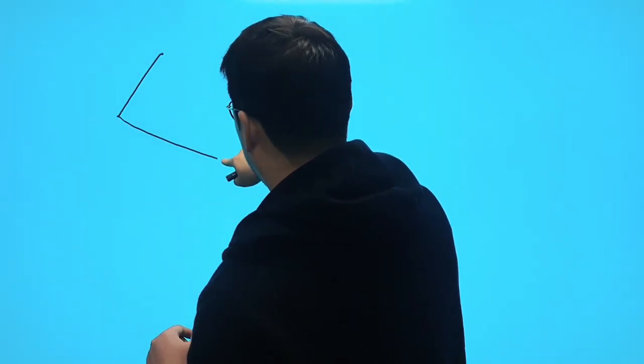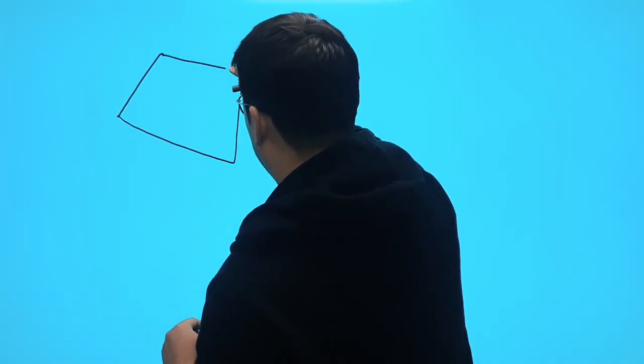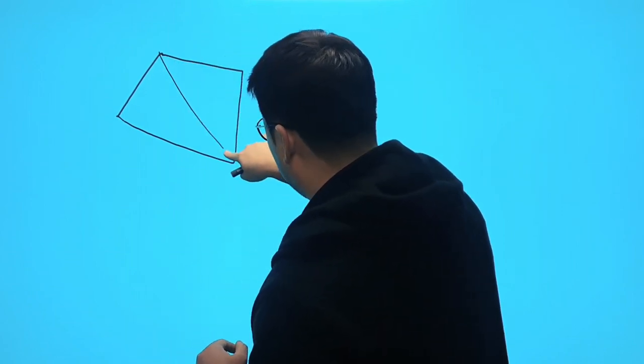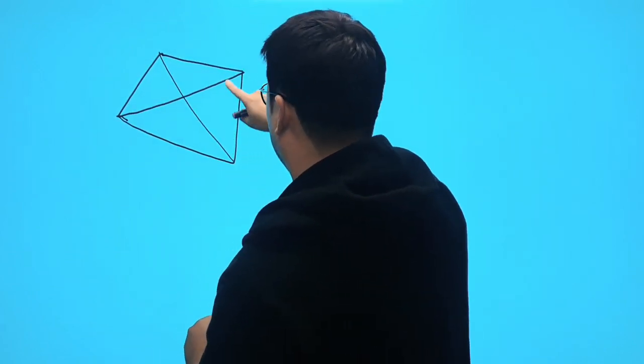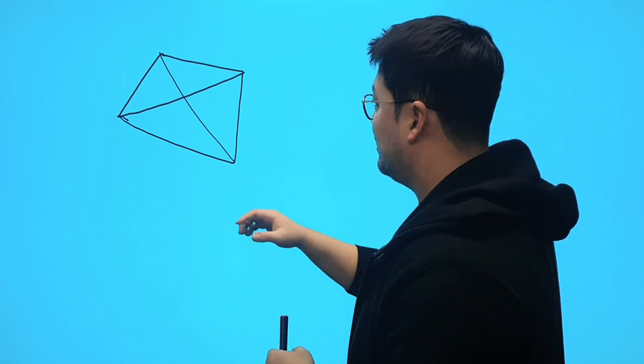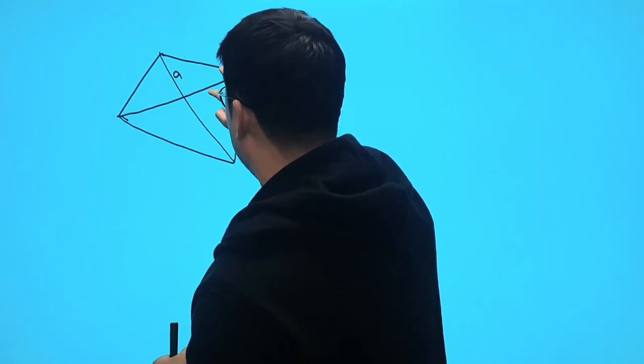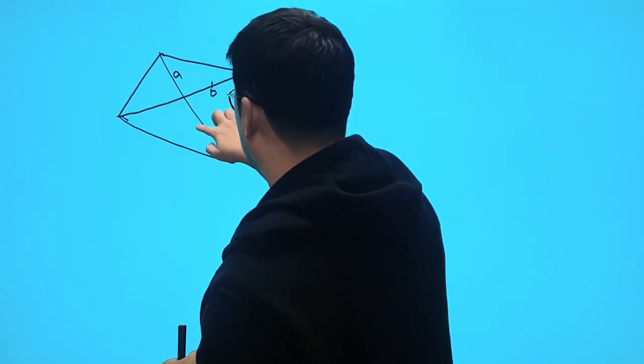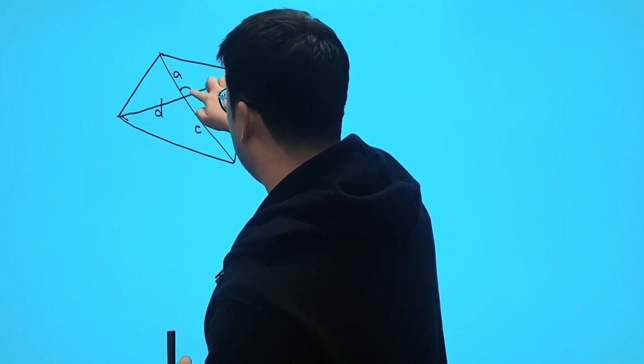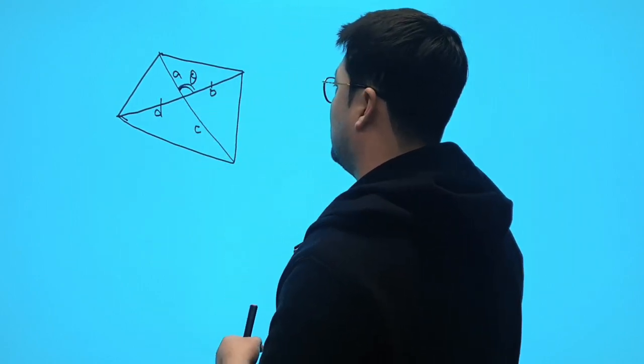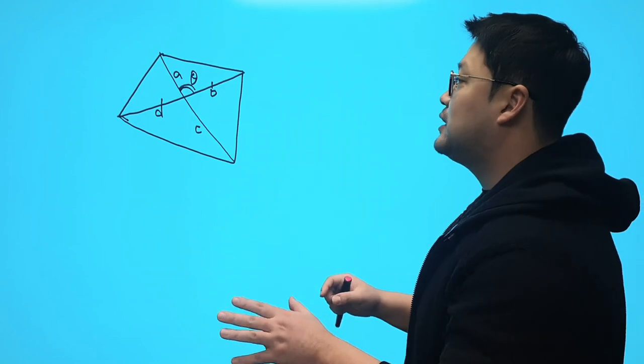Hey everyone, in this video, I would like to talk about the area of a convex quadrilateral using the diagonals. So here we go. I give you the convex quadrilateral, and that is going to be the diagonal, and this is going to be the diagonal. Let's label A, B, C, and D. We need to know about one of those angles.